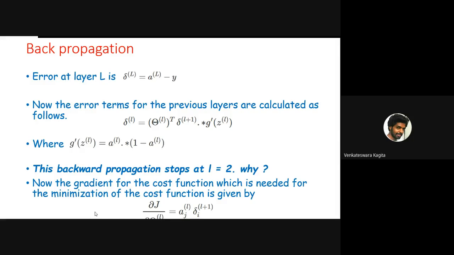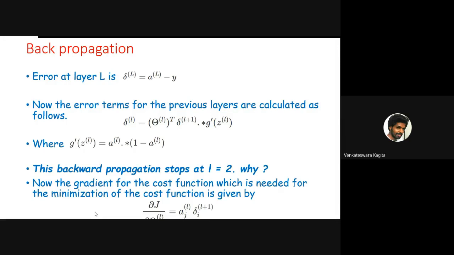So g dash ZL is the derivative of the sigmoid function with respect to ZL. g of Z is the sigmoid function, right? g dash ZL is the derivative of the sigmoid function with respect to ZL. That is equivalent to AL times 1 minus AL. Okay, and this you will repeatedly do the same. You will backpropagate and compute the error at each and every layer till layer 2. Why do you have to stop at layer 2? Why not at layer 1? Because layer 1 is the input layer. You are not assuming any error associated with that layer.